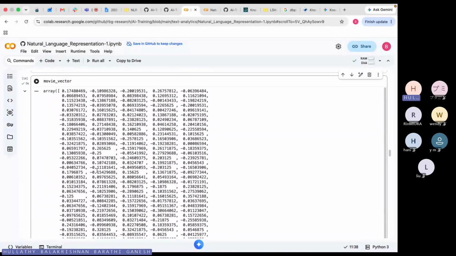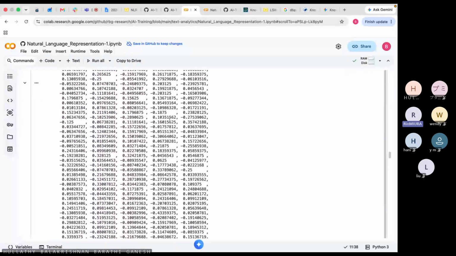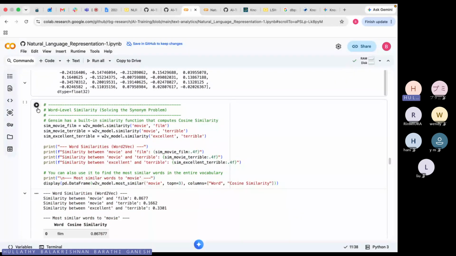The first 5 dimensions are what we are visualizing here for the movie and the film. If you see it number-wise, this looks very different. But when we find the similarity between these words, you can see the similarity between the movie and the film is 0.86. The movie and the terrible is 0.16, that is 16%. And the excellent and terrible is 33%.